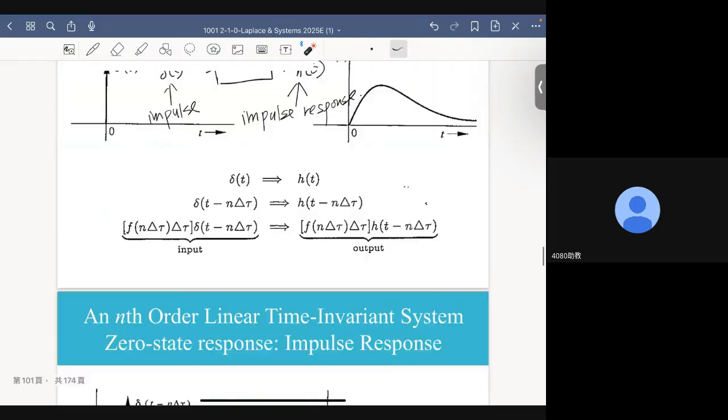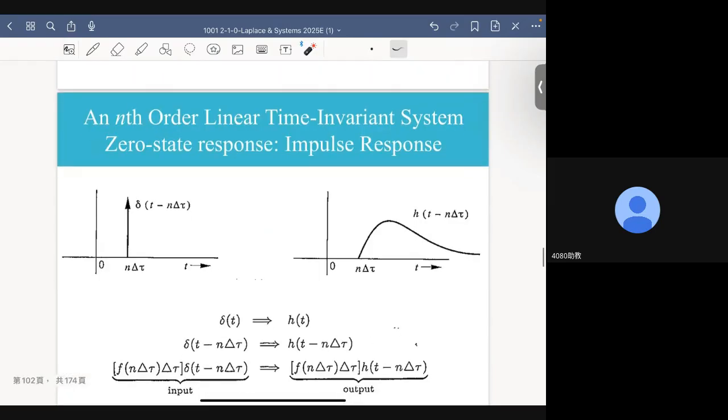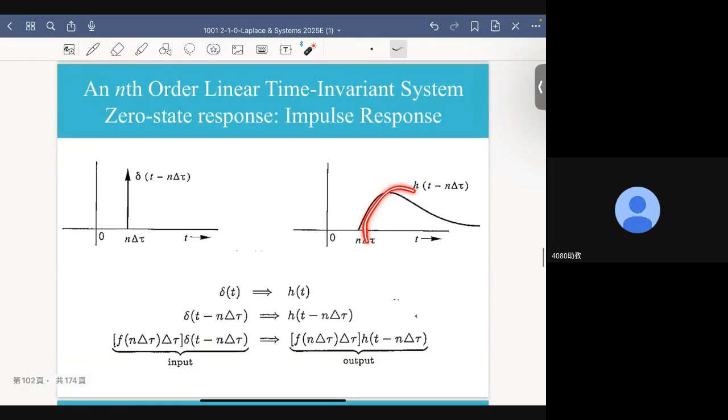Originally, the input is applied at t equal to 0. Now, the impulse function is applied at t equal to n times delta tau. What will happen to the output? Since we are dealing with a time-invariant system, the impulse response, the resulting output, when it comes to the waveform, remains identical.